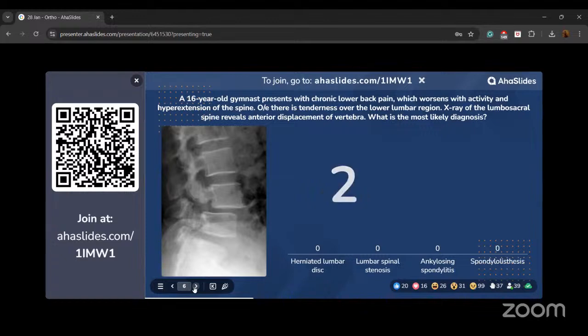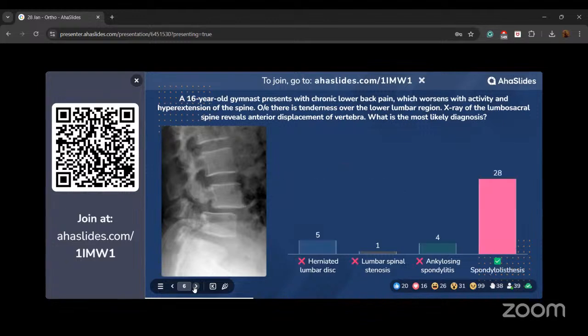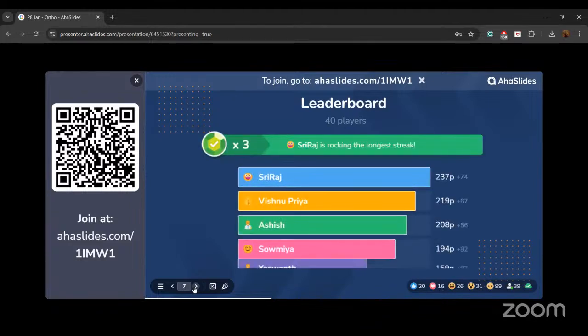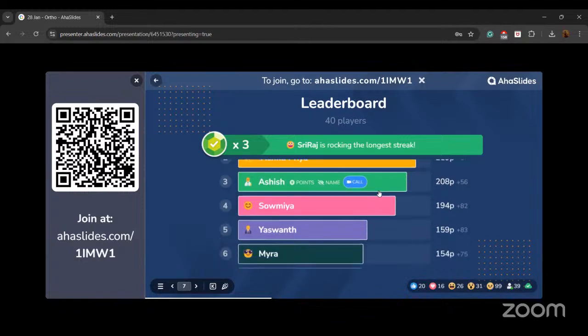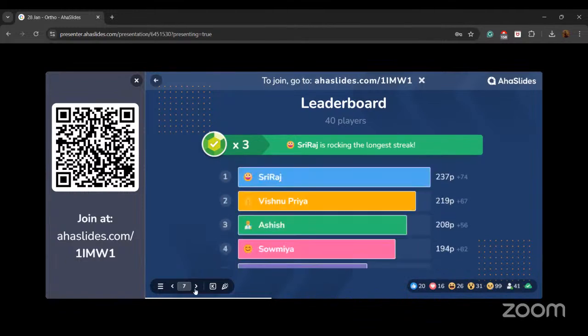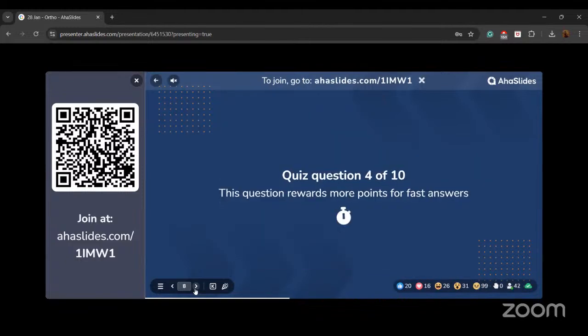X-ray of the... See the alignment, guys. You'll get an idea. Think, yeah, it's spondylolisthesis. So yeah. Okay, we have Sriraj in the first place, followed by Vishnu Priya, Ashish, Soumya, then Yashwant, Myra, Kalaivanan, and X. Okay, guys, let's move on to the fourth one.